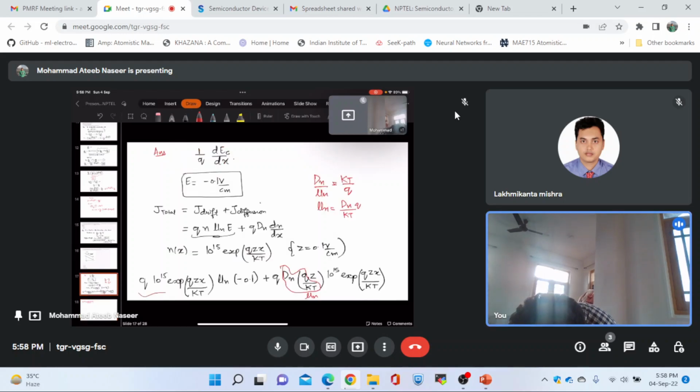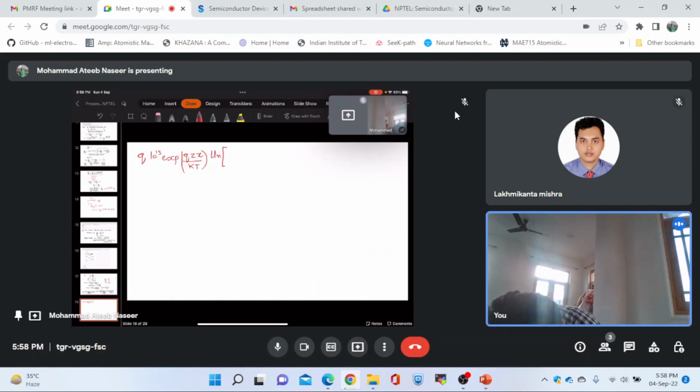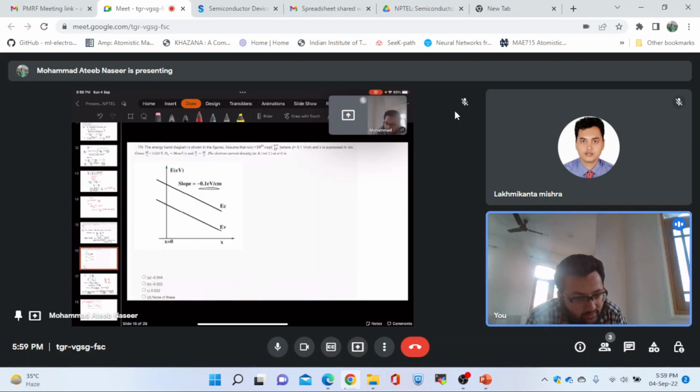This has been written outside. This is gone. This is also gone. And this thing is minus 0.1, and this thing I have written outside, q into mu n. So this is minus 0.1 plus 0.1. So this thing will cancel out and it will simply be equal to 0. So this J total is equal to 0 ampere per centimeter square. Let us see the options, and there is no option that's matching, so we will go with none of these.